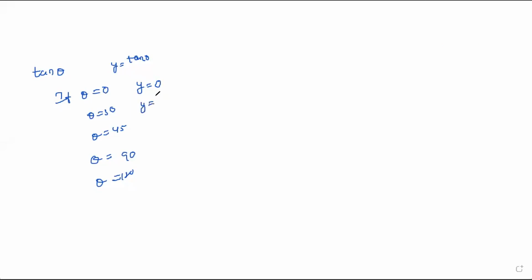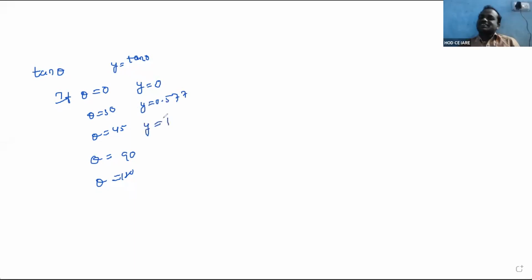0.577, like 1 by root 3. Okay. Tan theta is equal to 45 is 1. Okay. Tan theta is equal to 90, infinite. Okay. If you take the negatives also, we can get into the minus infinity.